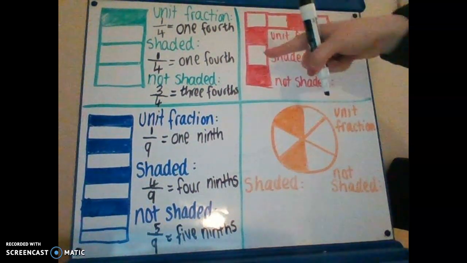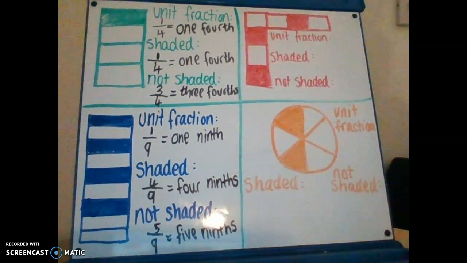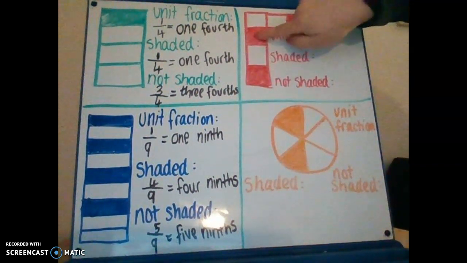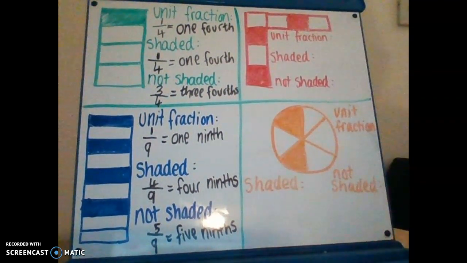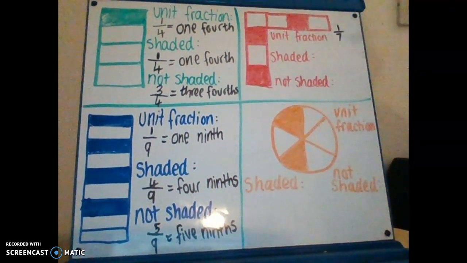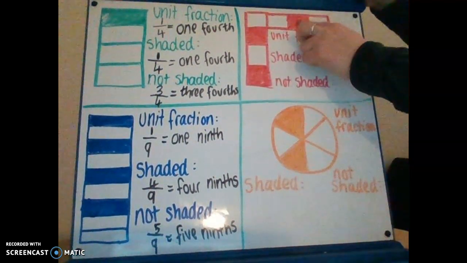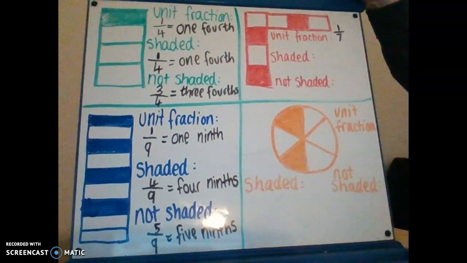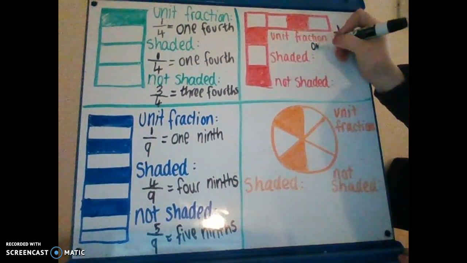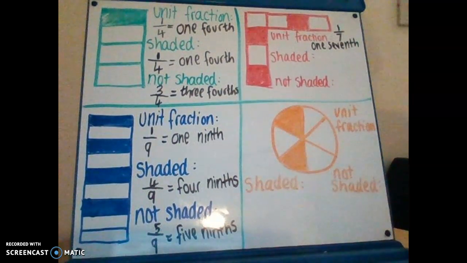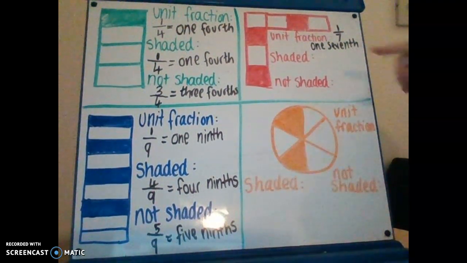Up here in the red, this is different. This is not our typical rectangle, but it's still part of a whole shape. Remember, our unit fraction is just one of the equal parts. And we have 1, 2, 3, 4, 5, 6, 7. So our unit fraction is 1/7. One of these parts is 1/7. This is 1/7, 1/7, 1/7, 1/7, 1/7, 1/7, 1/7. That makes up our whole shape.